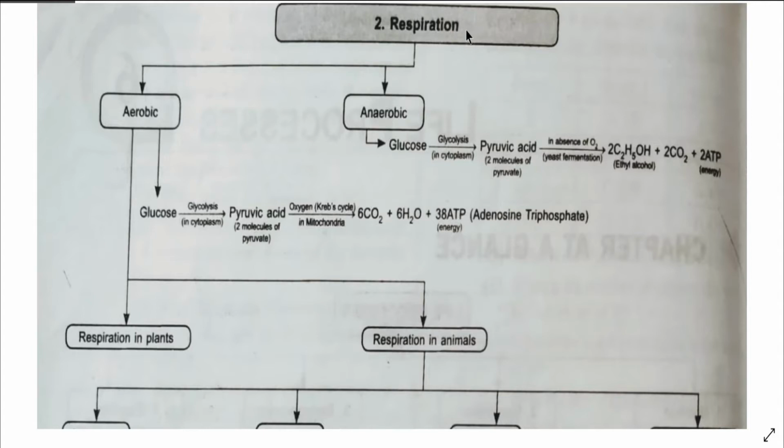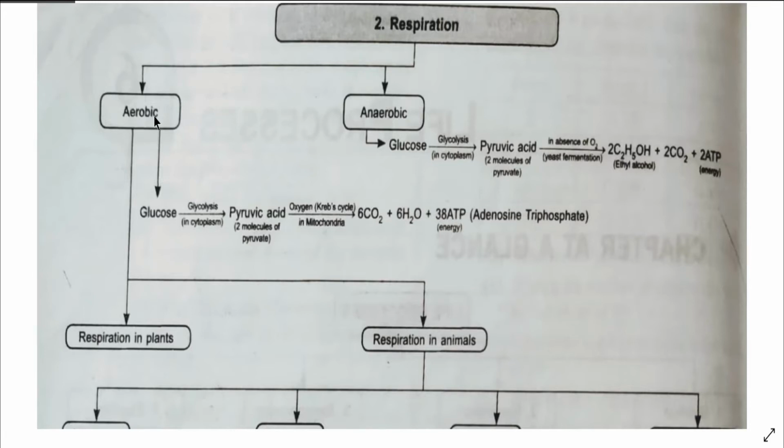So, respiration is a process in which the oxidation of food or the breakdown of the food takes place and releases the energy. So what is respiration? Respiration is a process of breakdown of the glucose to release the energy. We can divide the respiration into two types, aerobic respiration and anaerobic respiration.